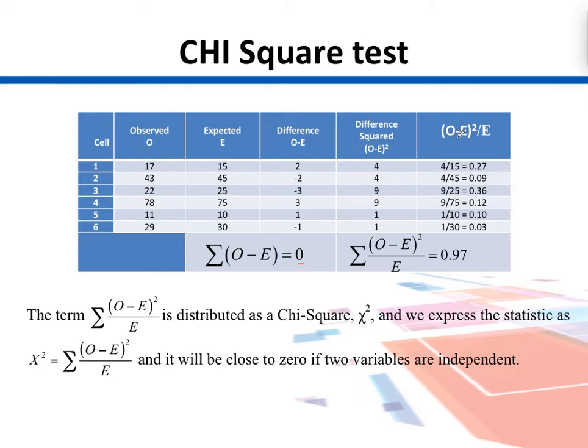So we are going with the first approach, using observed minus expected squared divided by E: 4 by 15, 0.27, 4 by 45, 0.09, and so on. These are the individual chi-squares, and we sum them up. That is our total chi-square, the calculated test statistic.